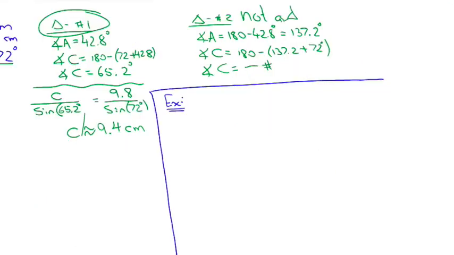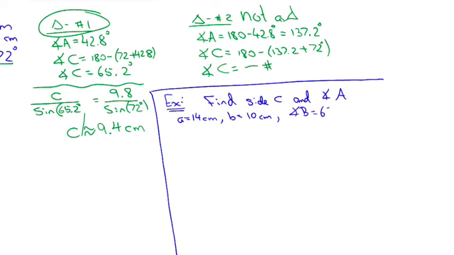Here's the easiest example. Find side C and measure of angle A, given that A is equal to 14 centimeters, and the measure of angle B is equal to 68 degrees.